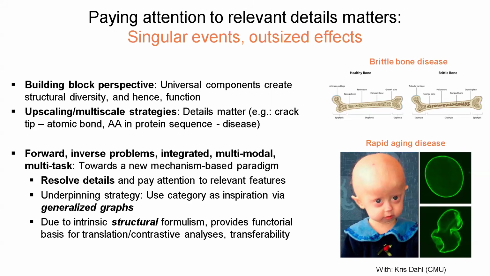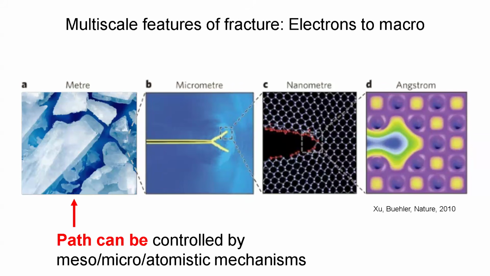But also, these are all phenomena where you have a mutation that's very small, and it creates this disease either a very long time in the future, like in rapid aging disease, or in bone. Yeah, it's a small mutation, a particular mutation that creates brittle bone disease, and those are the kinds of problems I'm fascinated with, and fracture per se as well.